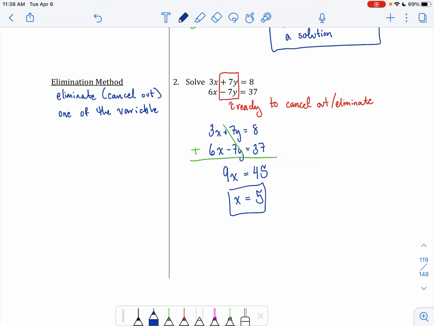This gives us our answer for x. Now, since we know what x is equal to, we can then solve for y. So what that means is I'm just going to plug this into one of my equations.